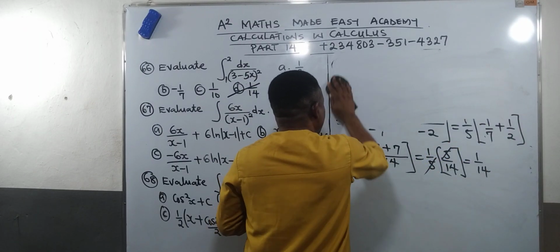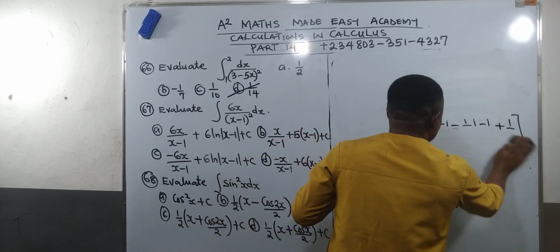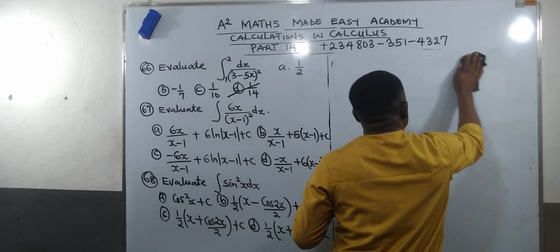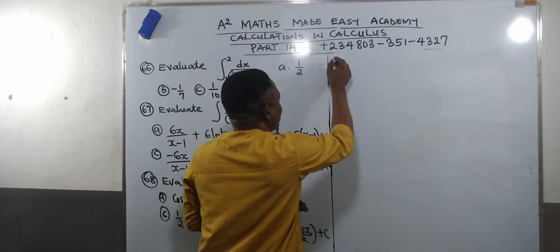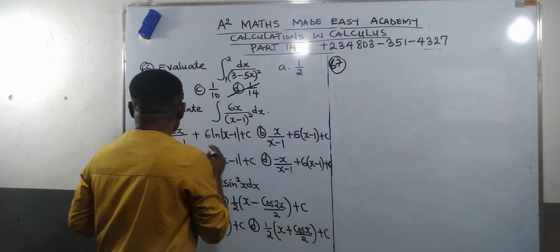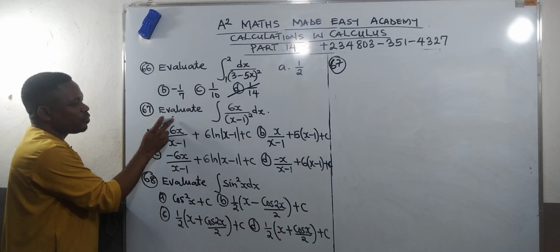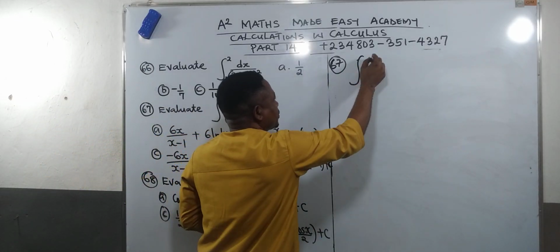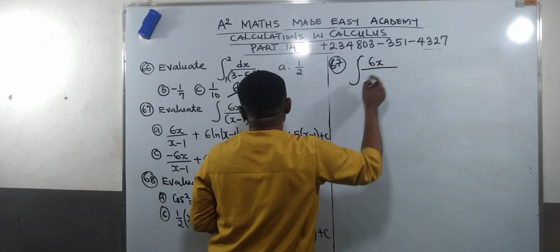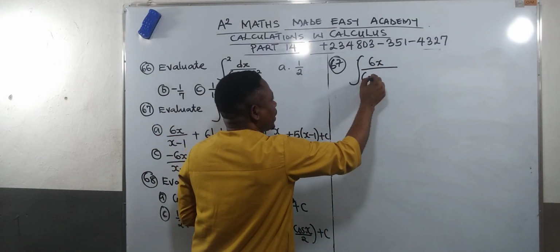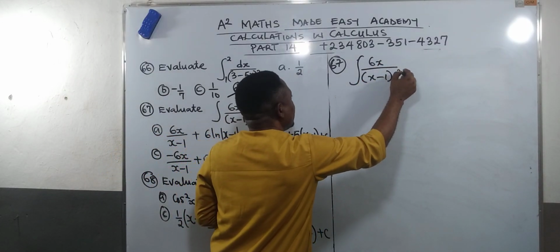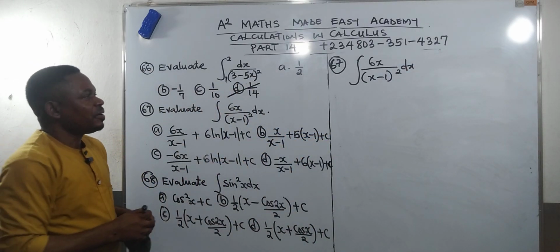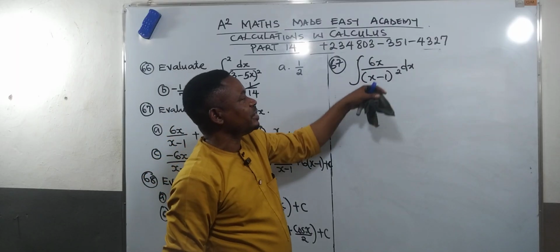Question number 67. Question number 67. Now watch, number 67. Look up. This is the question. Evaluate the integral of 6x, oh my goodness, 6x, then all over, what is here? Open bracket x minus 1, then all squared, under dx. Now this is called a rational integration.